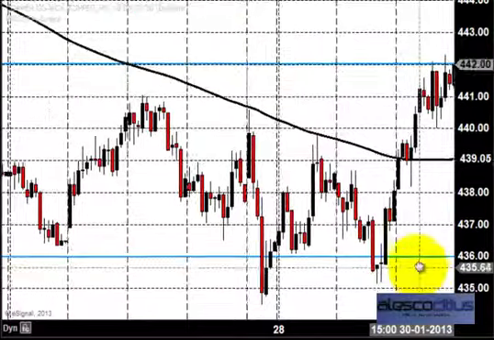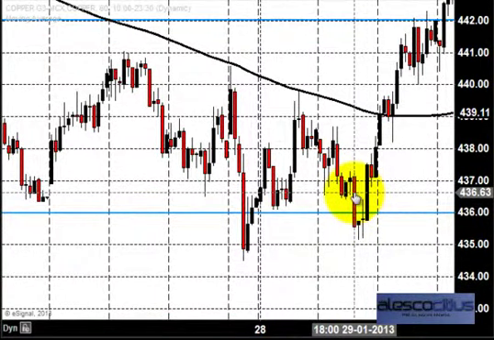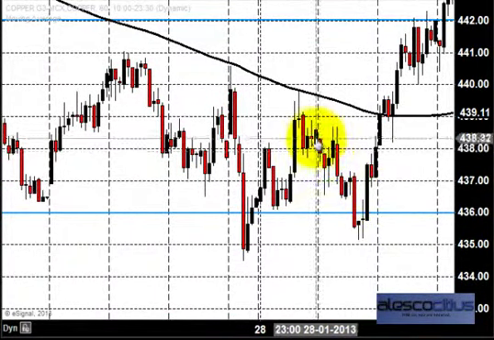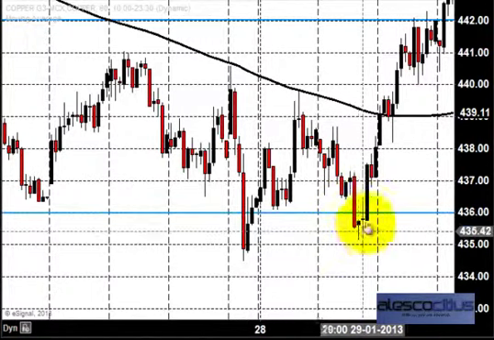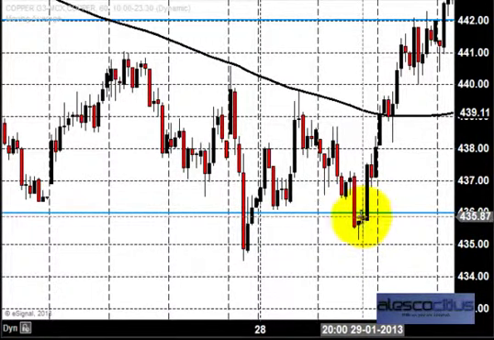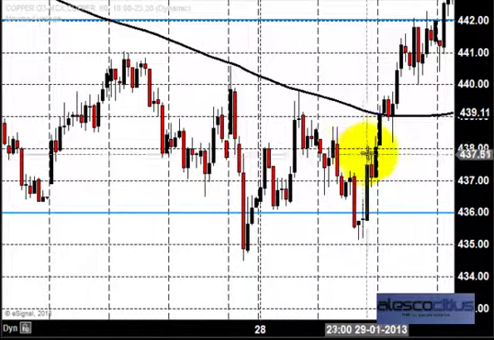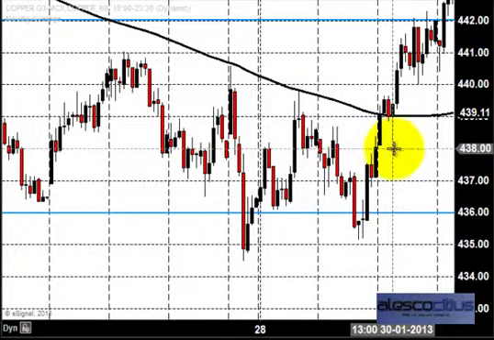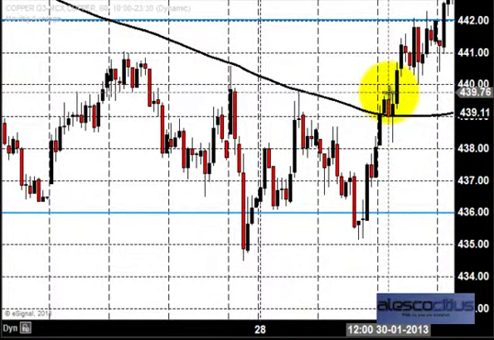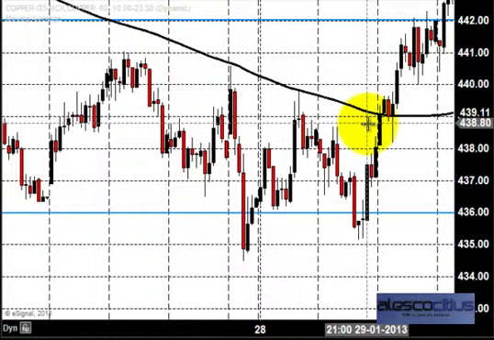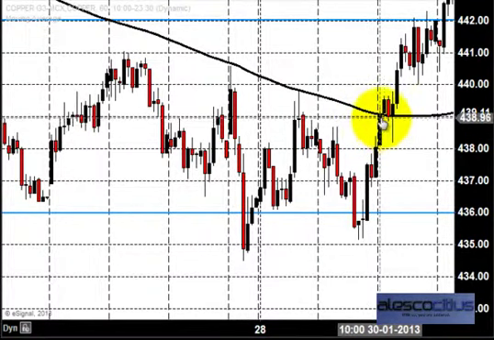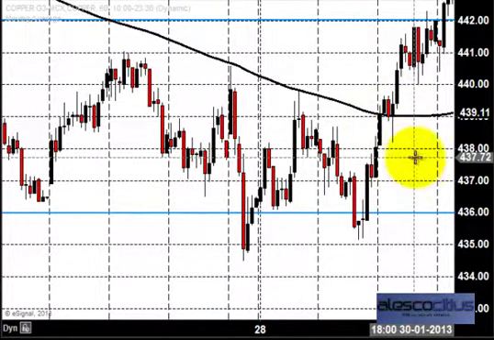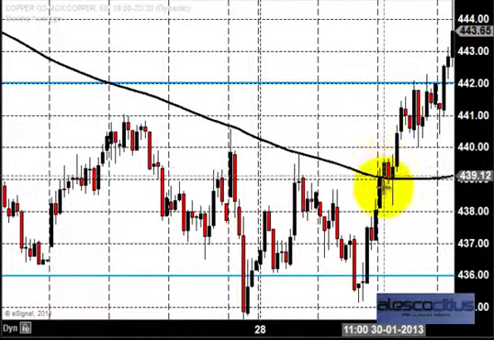What happened was that on 29th, you can see the market came down again. It couldn't sustain below 436, so it went up and closed around 438. The next day, on 30th, the price tried to break the average. After a very long time, the price stayed above the average, and that created a lot of buying.